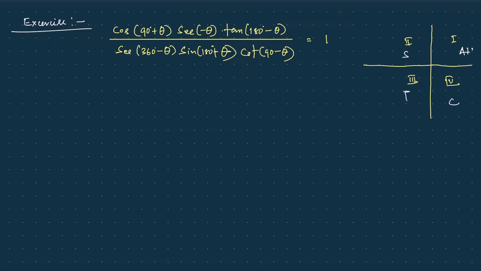All trigonometric ratios are positive here, and only sine is positive. If sine is positive, the inverse of sine, 1 by sine, will be what? Cosec is positive in the second quadrant. Here it is 90 degree, and here it is 180 degree. This is 0, and this is 270.